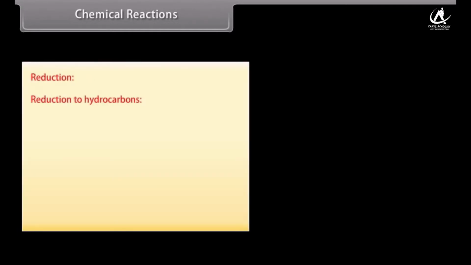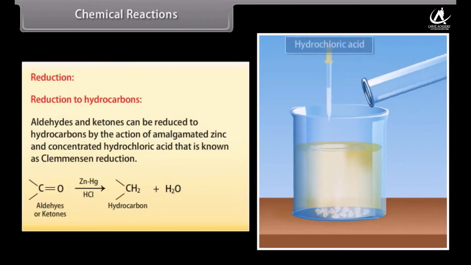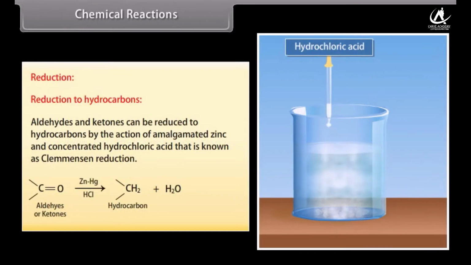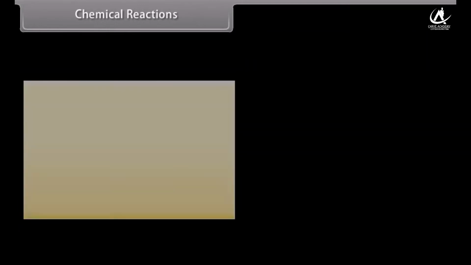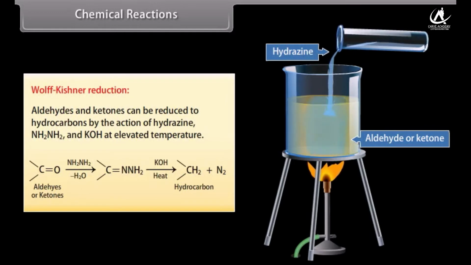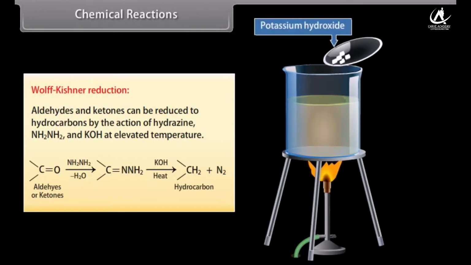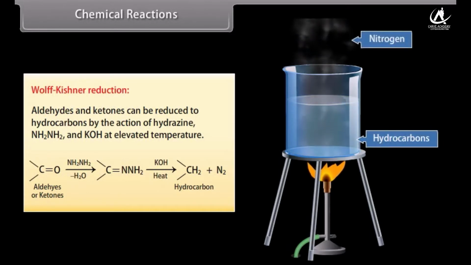Chemical reactions. Reduction. Reduction to hydrocarbons. Aldehydes and ketones can be reduced to hydrocarbons by the action of amalgamated zinc and concentrated hydrochloric acid, that is known as Clemmensen reduction. Wolff-Kishner reduction. Aldehydes and ketones can be reduced to hydrocarbons by the action of hydrazine and potassium hydroxide at elevated temperature.